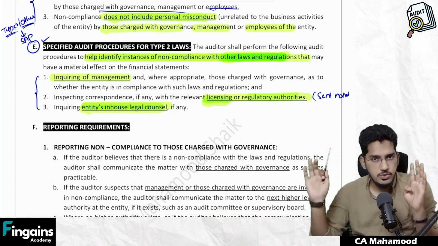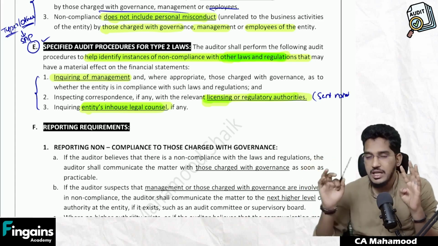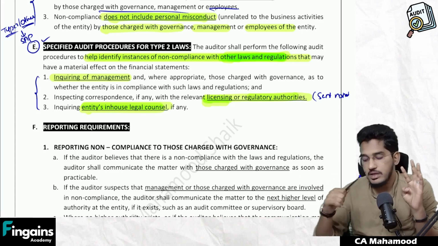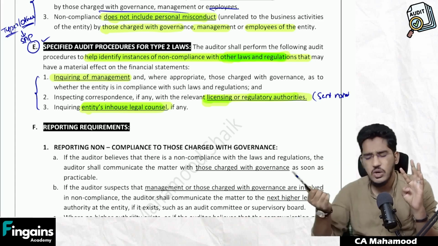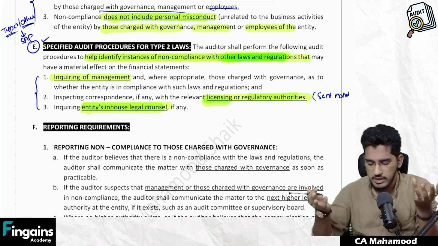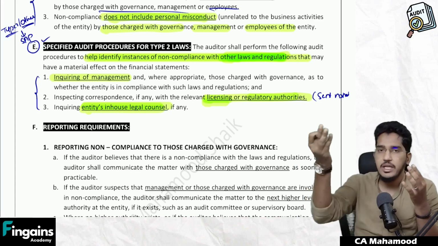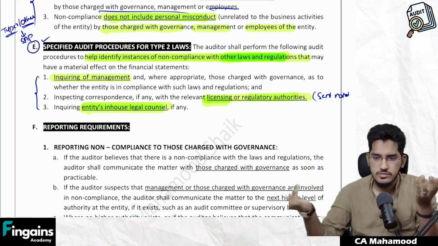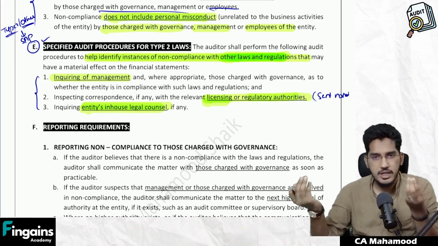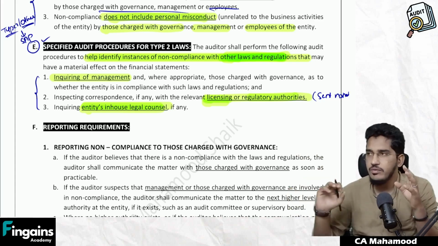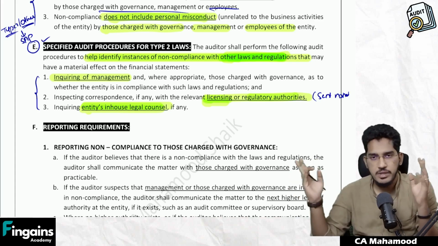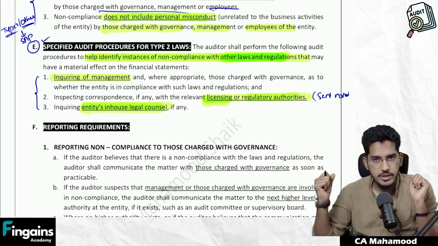Inquire with management and those charged with governance. Check whether any notices have been received from licensing or regulatory authorities. You can also write it as inquiring whether any legal notices are received. Like this also you can mention. So inspecting correspondence, or even you can write inquiring whether any legal notices are received. So go and inquire with the legal and regulatory departments. Did they send any notices to my client company?